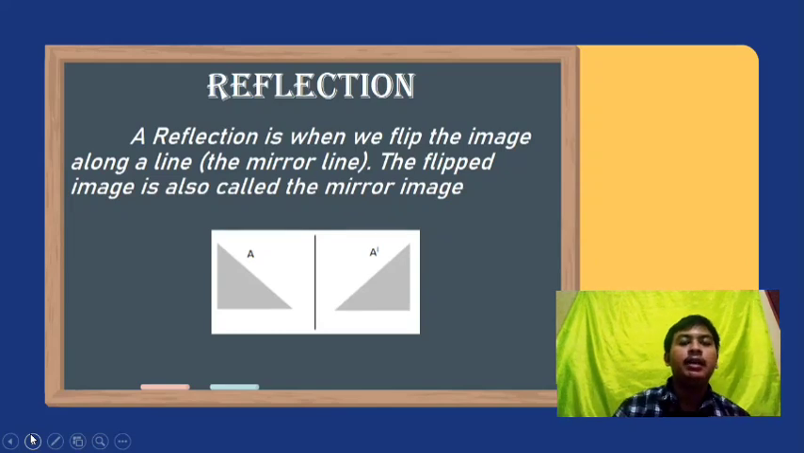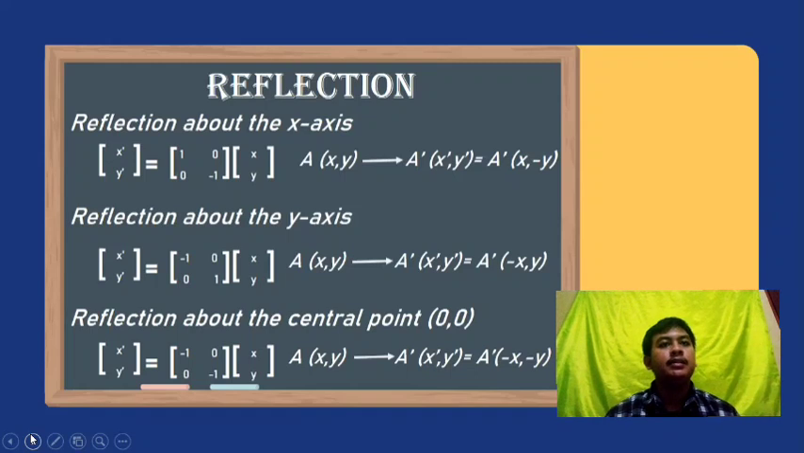In this picture, we made the formula of reflections. The first is reflection about the x-axis. A point x and y reflected gives a point A', with coordinates x' and y' equal to x and minus y. So the y changes to minus.